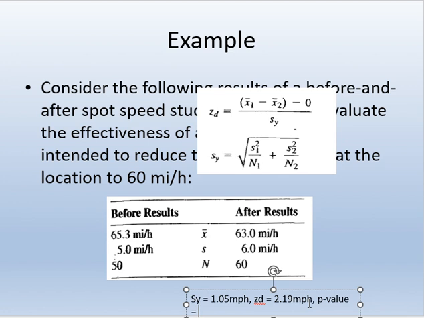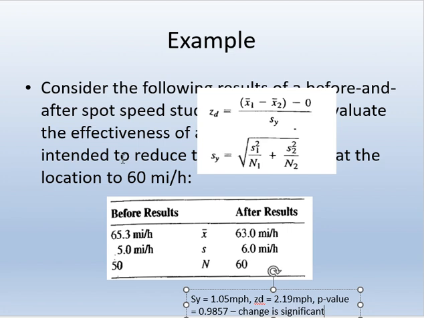Probability p-value is 0.9857. Okay, so the change is significant. Now, the second thing which we need to check is, did we achieve the required value?